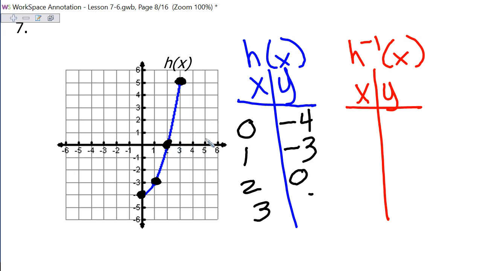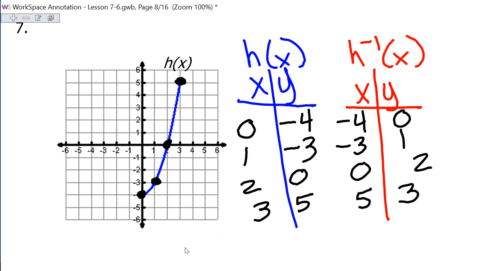Now flip those points. What would be the first one? Negative 4, 0. What would be the next one? Negative 3, 1. Next point. 0, 2. And the last one. 5, 3. Now plot those points. So negative 4, 0 would be over here on the x-axis. Negative 3, 1 would be up here. 0, 2 would be right here. And 5, 3. And connect those points.